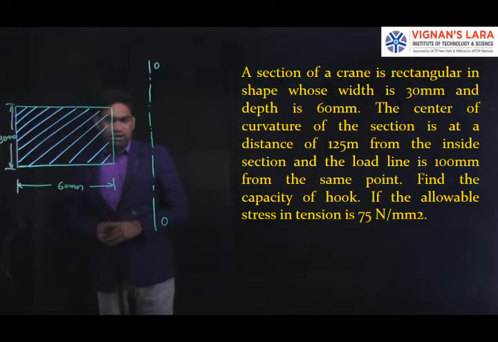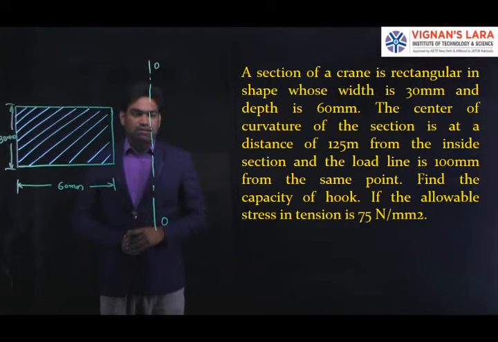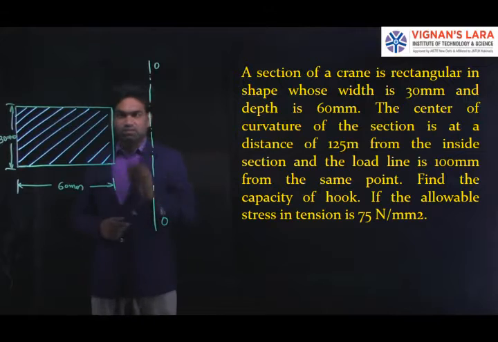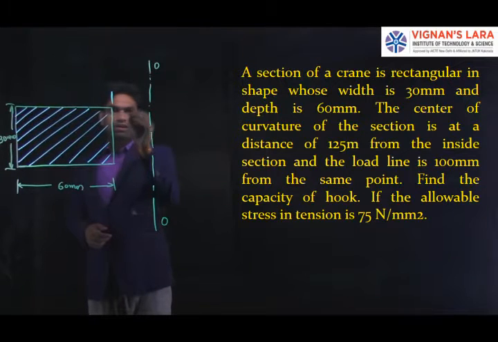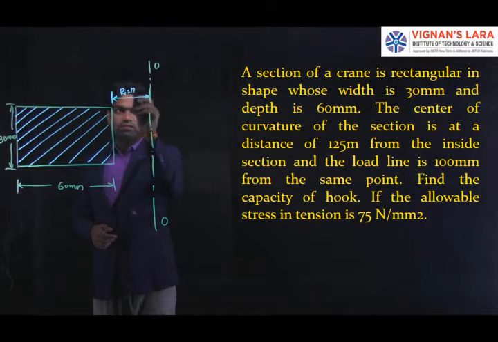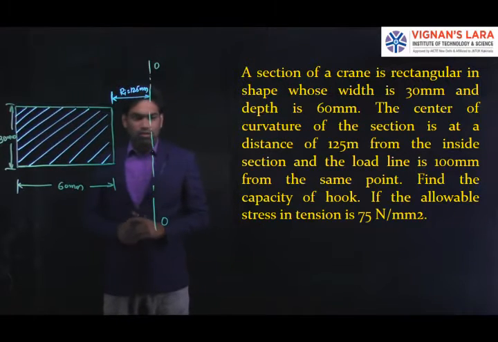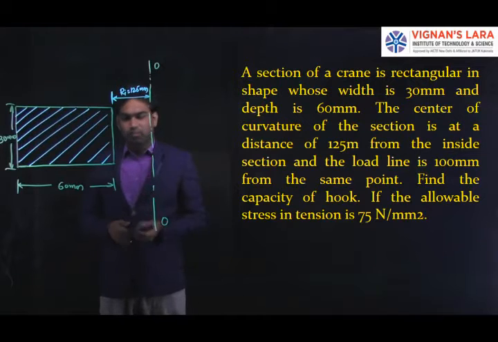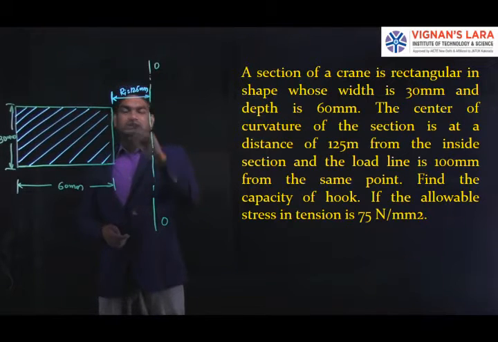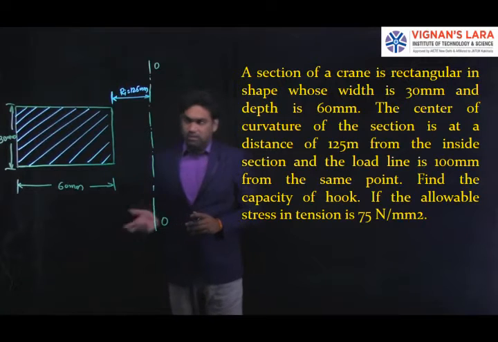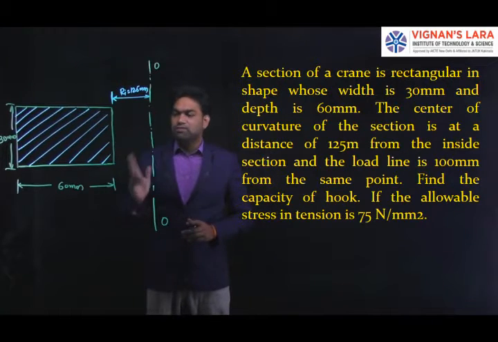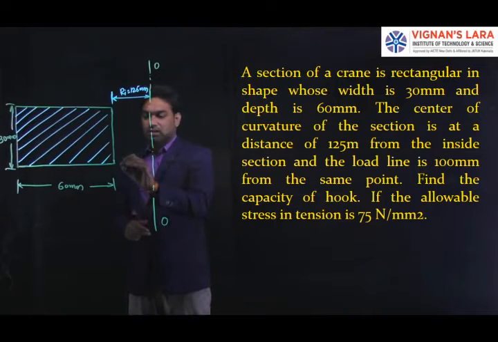Here is the 30 by 60 rectangle, and the section is at a distance of 125 mm from the inside section. From here to the center of curvature line it is 125 mm, and this radius we call Ri, the inner radius of curvature, that is 125 mm. The load line is 100 mm from the same point, that is, from the inner fibers.